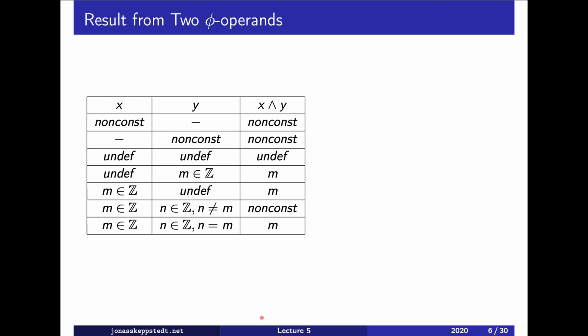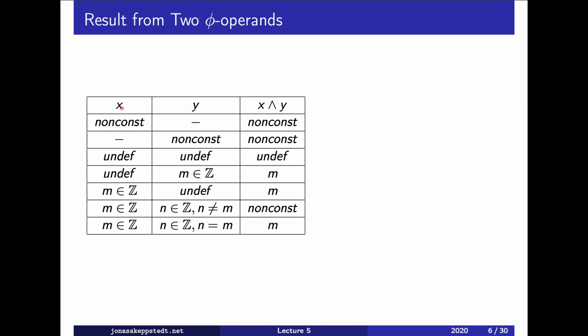The value of a variable can go from undefined to constant to non-constant. And when we combine two operands of a phi function, we use this table, and what it says is that here x and y are operands. Obviously, there can be any number of operands in a phi function, but we look at two operands at a time and accumulate the knowledge that we have learned. That means the right column here.